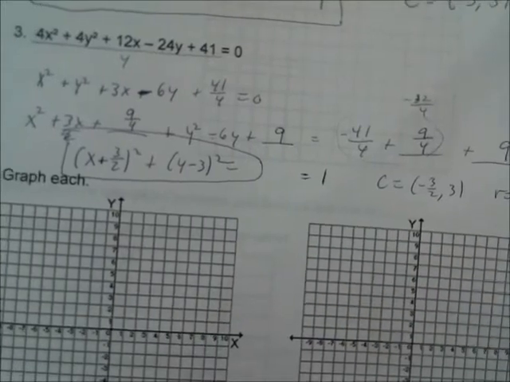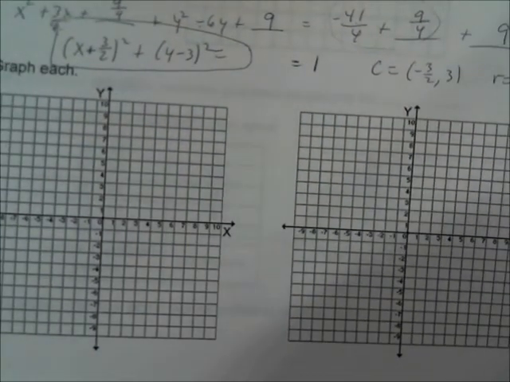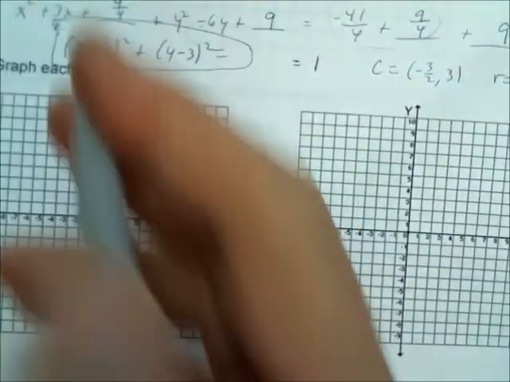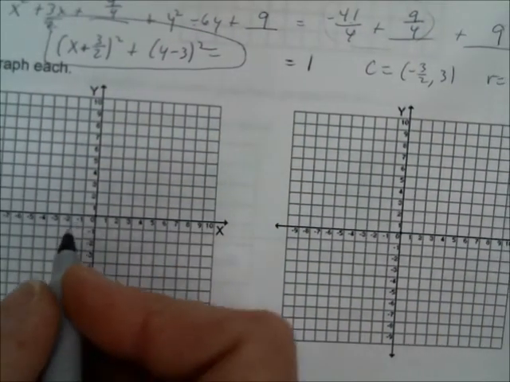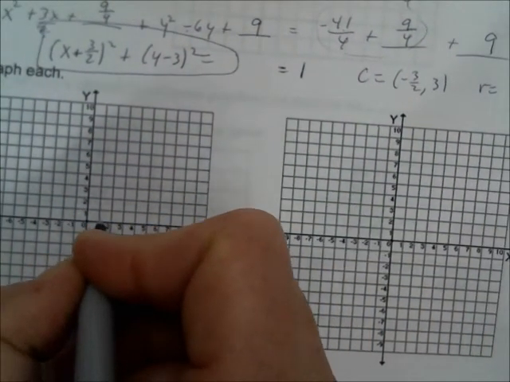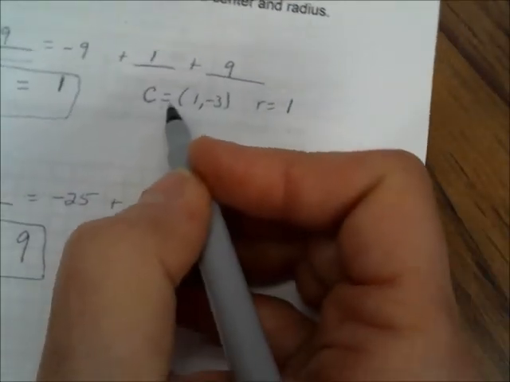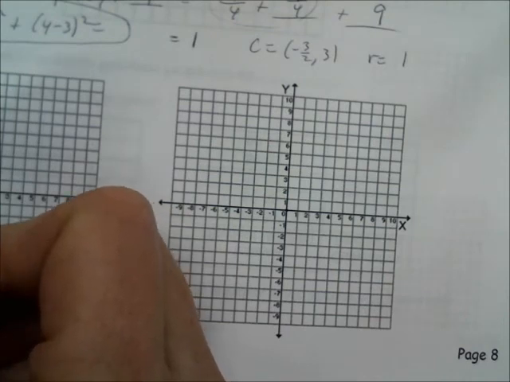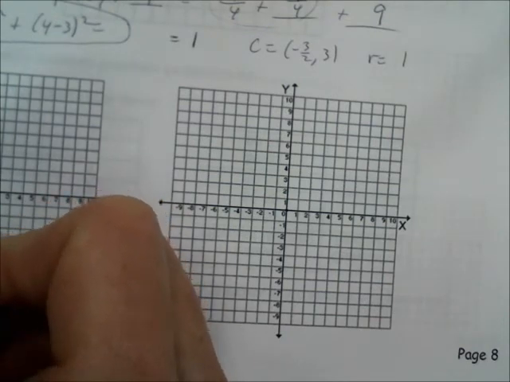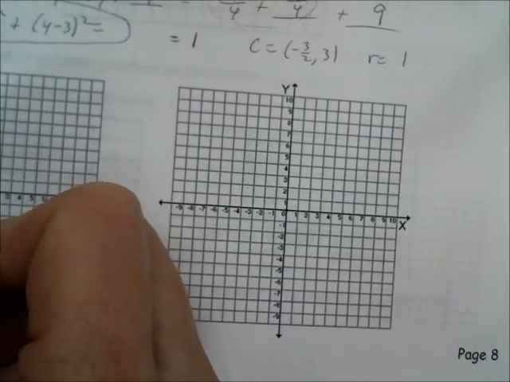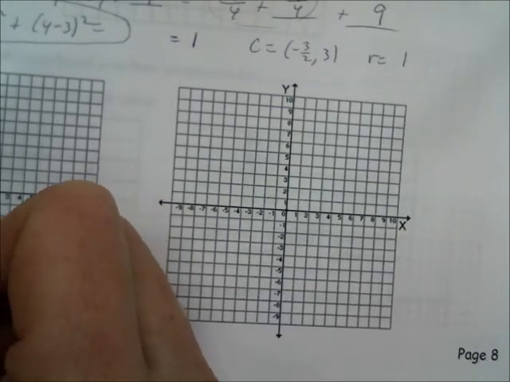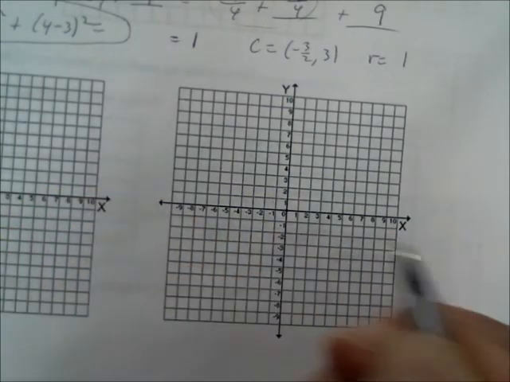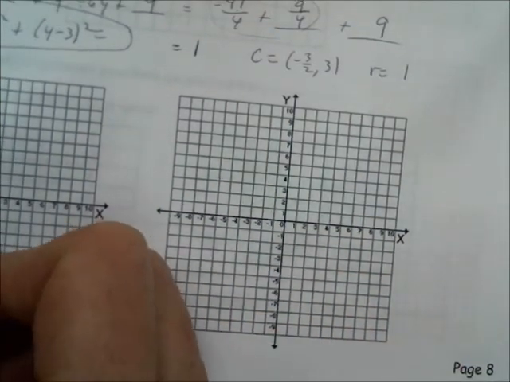Now it says graph each. Well, there's only two things that we can graph here. I've got 3 examples and 2 graphs. So the first one, the center is at 1, negative 3, so go over 1 and down 3. There's the center. This is the first example that I'm going to graph. So the center is at 1, negative 3, and the radius is 1. So here's the center of 1, negative 3, and if the radius is 1, you go up 1, to the right 1, down 1, and over 1. So this is a teeny, teeny, tiny circle. So that's example number 1.